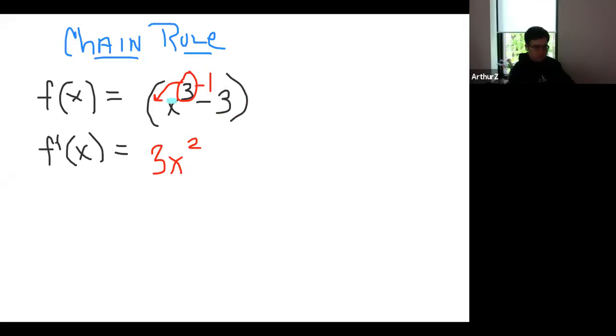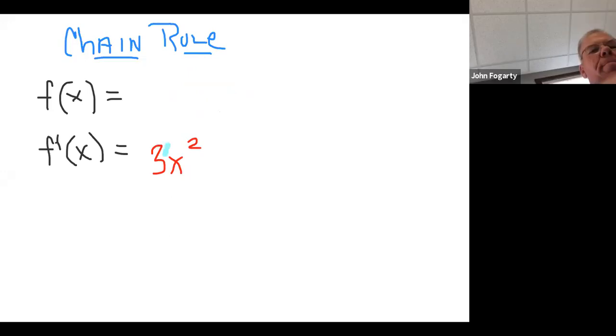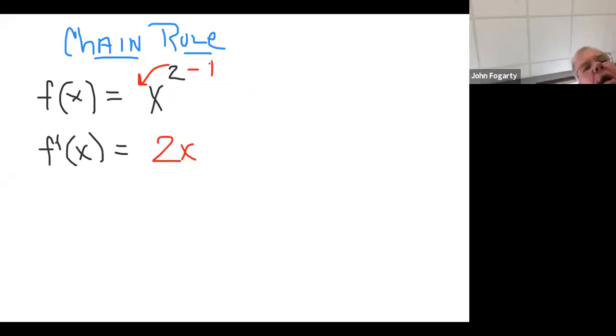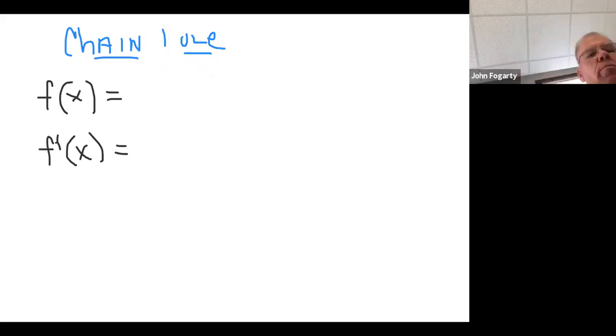Let me change it up a little bit. What if I went like this? What's the derivative? 2x. Alrighty, so now you have all the information you need in order to do what we call the chain rule. So I'm going to show you what it looks like, ready?